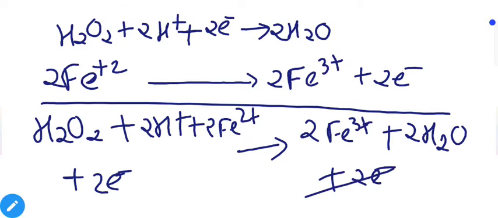So electrons are common on both sides, so they will be cancelled out, and we have the balanced equation: H2O2 plus 2H+ plus 2 Fe2+ produces 2 Fe3+ plus 2 H2O. So this is our balanced equation according to the oxidation reduction half reaction method.